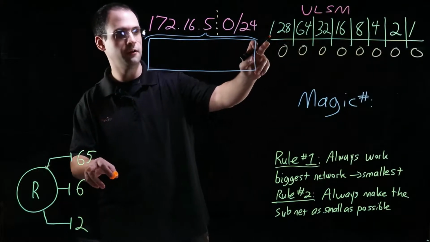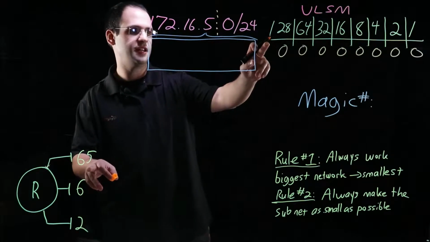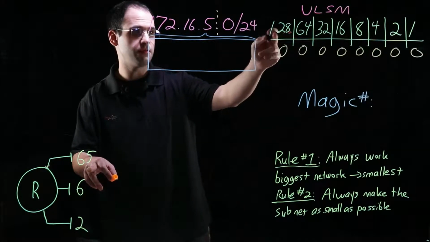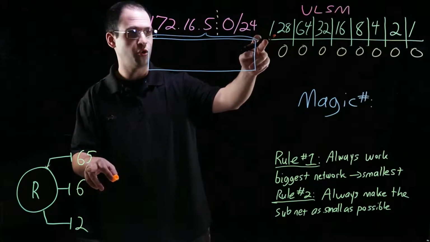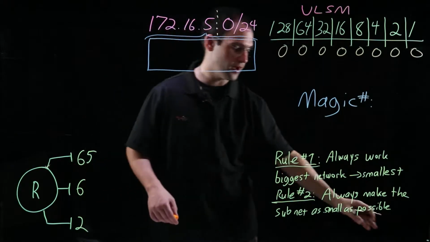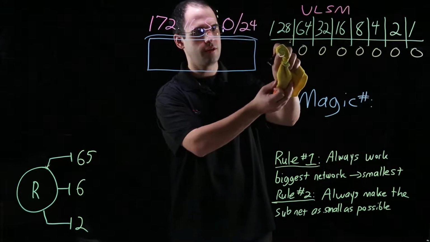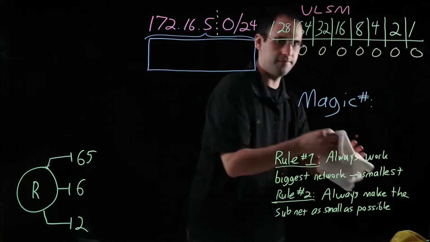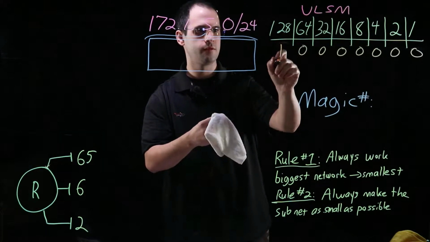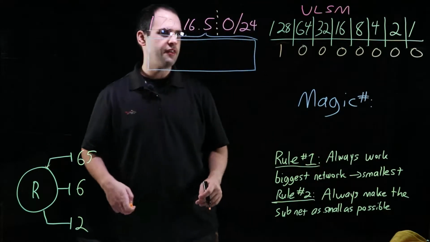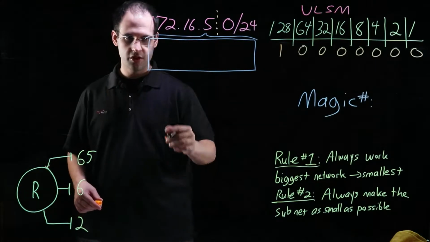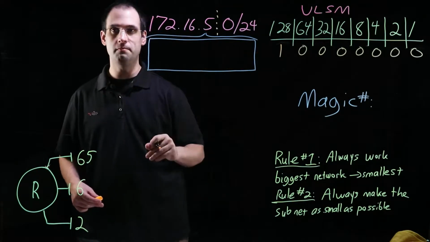So I've got 65 here, and can 65 fit inside of a network of 128, 126, right? Again, this number minus 2 for our network and broadcast. So can I fit 65 inside of 128? Yes, I can. All right. So I can borrow this bit. And then I can say, can I fit 65 inside of 62? Nope, can't do that, right? So I can only borrow 1 bit in this case.